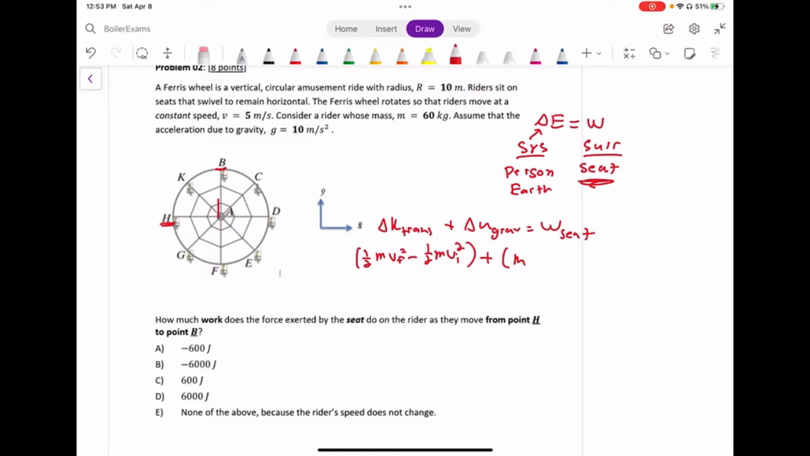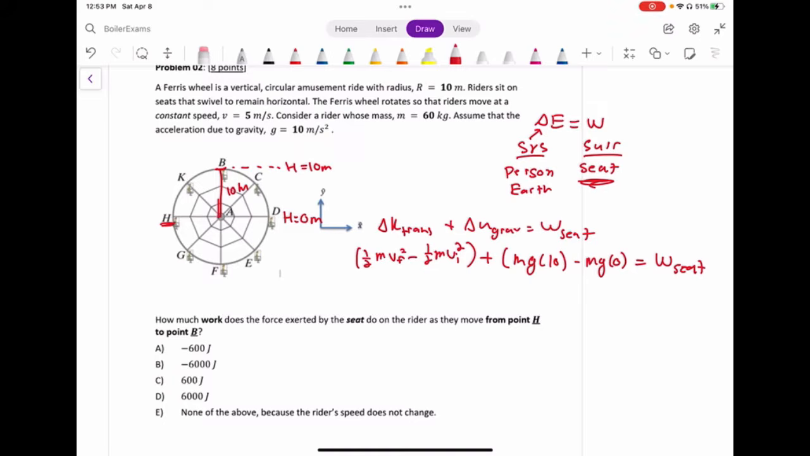So let's say arbitrarily this is H equals 0, and we know that the radius is 10 meters. So at this point H equals 10 meters. That is not an M. Okay, H equals 10 meters. So for the final position, we're going to have mg times 10, and then we're going to be subtracting the initial, which is mg times 0. And that's going to be equal to work done by the seat.